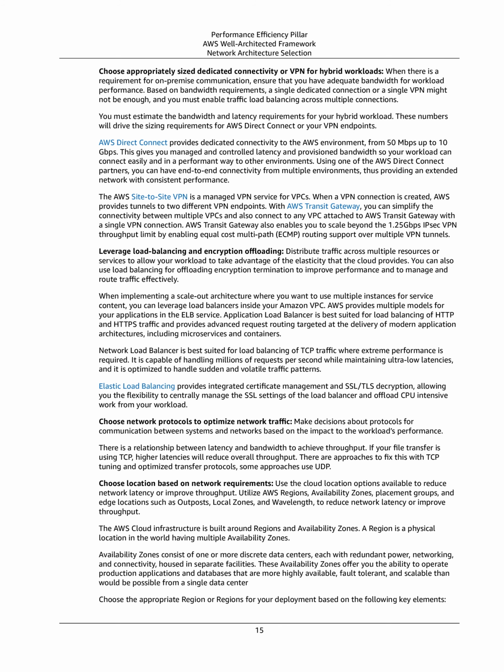AWS provides multiple models for your applications in the ELB service. Application Load Balancer is best suited for load balancing of HTTP and HTTPS traffic and provides advanced request routing targeted at the delivery of modern application architectures, including microservices and containers. Network Load Balancer is best suited for load balancing of TCP traffic where extreme performance is required. It is capable of handling millions of requests per second while maintaining ultra-low latencies, and it is optimized to handle sudden and volatile traffic patterns.